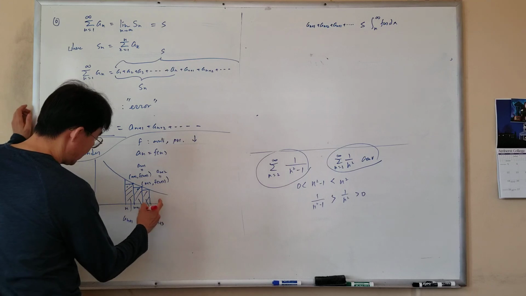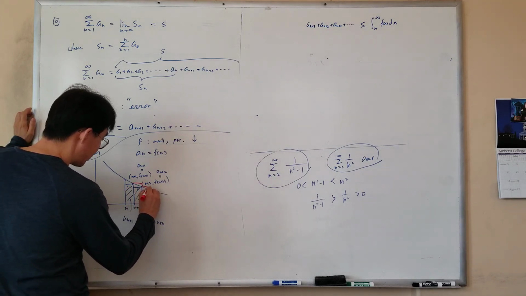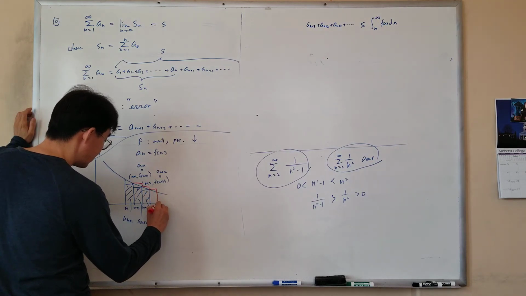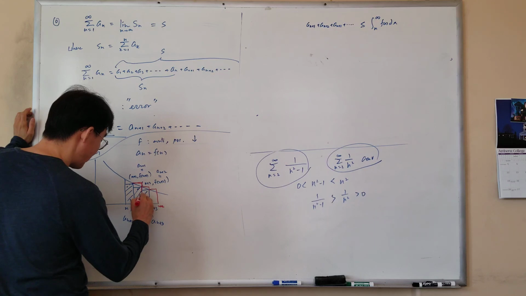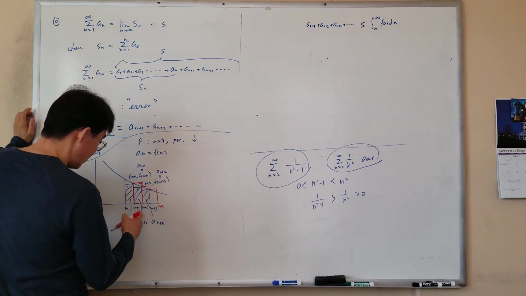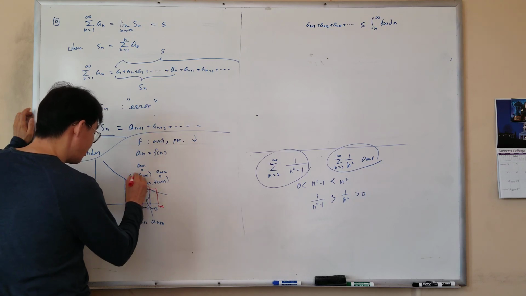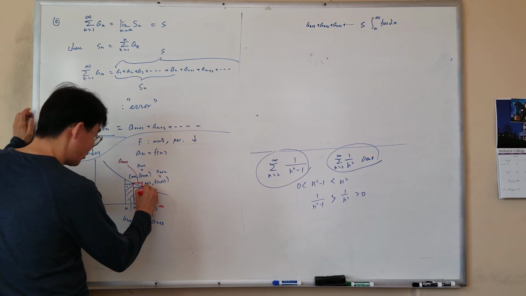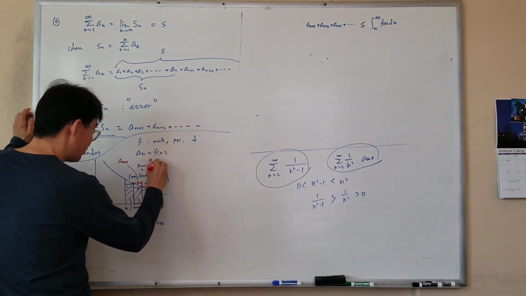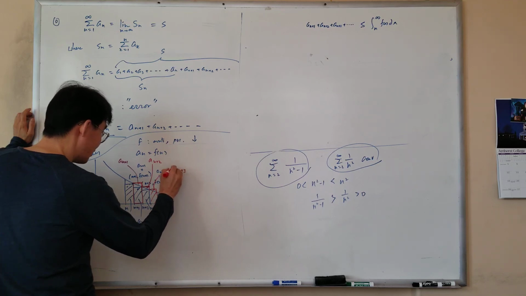Now, look at this. Starting from here, let's draw this red triangle. Then what? This red triangle, this one using this. Alright? So this red one is a_{n+1}, right? This red one is a_{n+2}. This one is a_{n+3}.